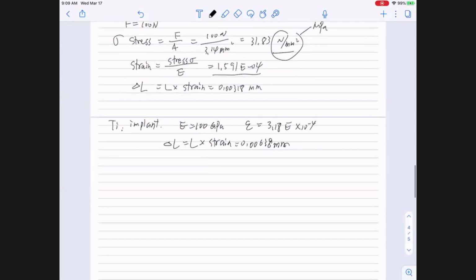So the issue here is, if we design two materials in the medical device, the first layer is stainless steel and the second layer is titanium for implantation, and we have a force of 100 Newton. So we can get delta L prime, which is around 3.18 microns.